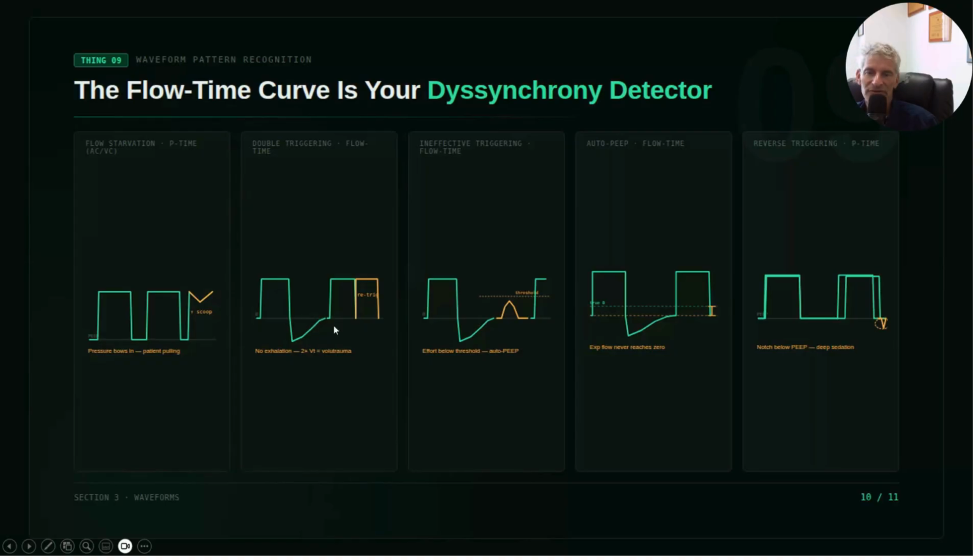Double triggering, you increase the inspiratory time to alleviate that. Flow starvation, you'll just increase the flow. Ineffective triggering, you might have to deal with the PEEP, the auto PEEP, and reset them. Okay.